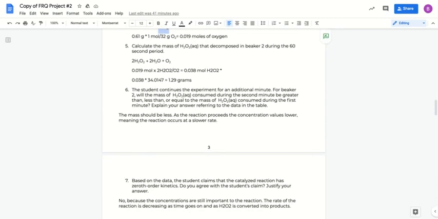Question 5 asks us to calculate the mass of H2O2 that decomposes during the 60-second period. Using the equation, we can see that there's a 2-to-1 ratio of H2O2 to O2. So we can multiply the moles of O2 created by 2 to get 0.038 moles of H2O2 that decomposed. Then we multiply that by the molar mass of H2O2 to find the grams, which is just like stoichiometry.